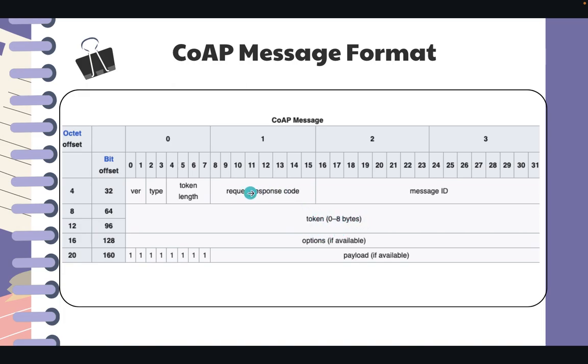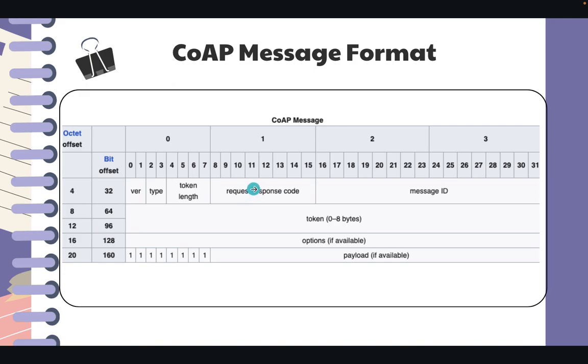Then here is the request response code, which is an 8-bit unsigned integer. It is split into 2 parts. The first 3 bits, the most significant 3 bits, represent the class. Then the remaining 5 bits represent the detailed representation of the code. For example, it may be a method, this response or request code.